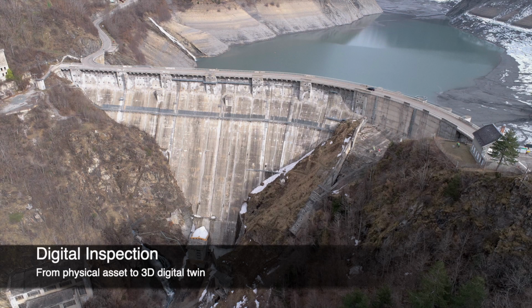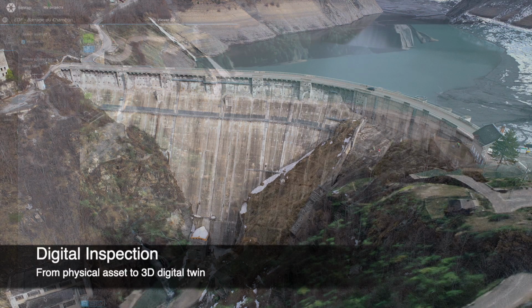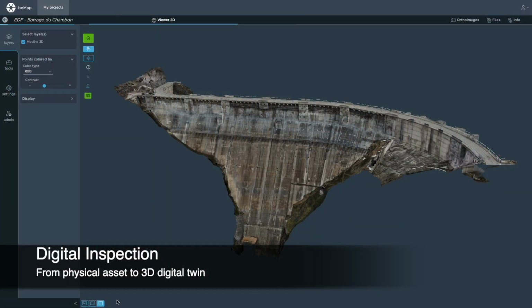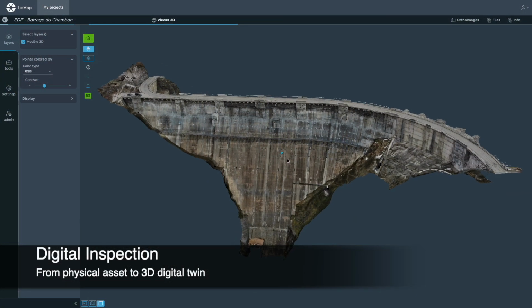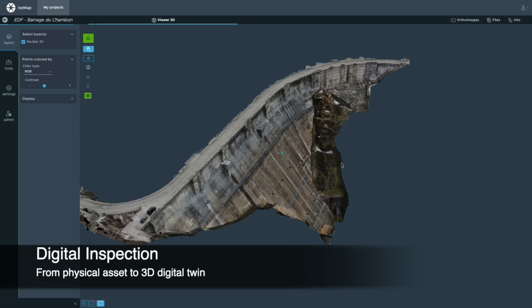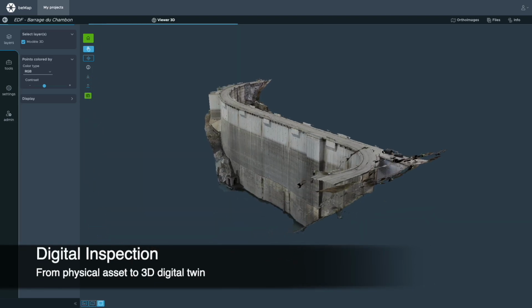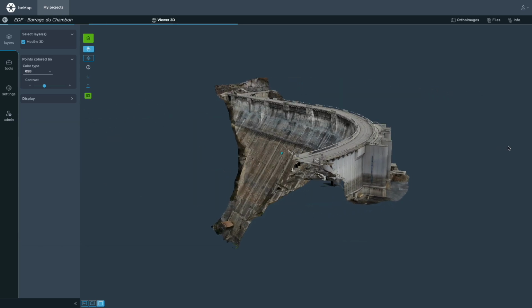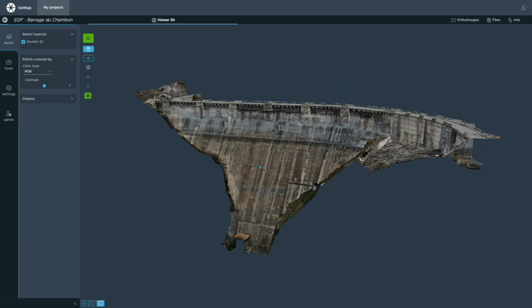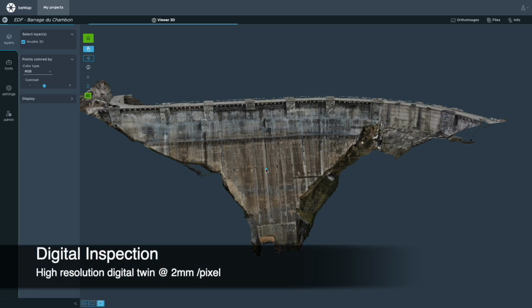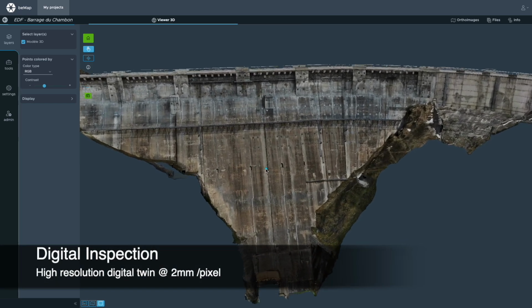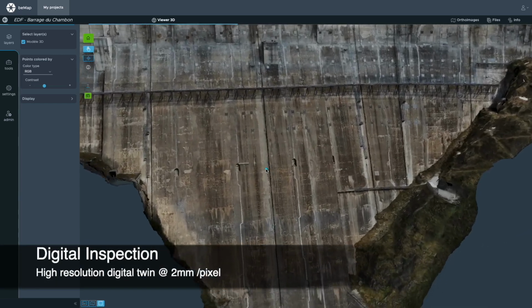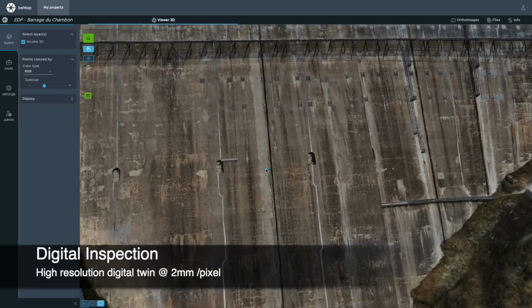Next comes photogrammetry processing, where these images are transformed into a comprehensive, georeferenced 3D model of the dam. Advanced algorithms stitch the photos together, generating an accurate ortho image and a digital twin that precisely represents the dam's geometry and condition. This model serves as the foundation for further analysis, providing a reliable visual and spatial reference.